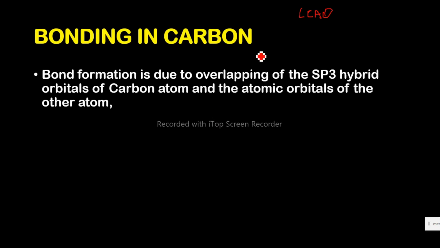But we shall not talk about the theories because that's not the focus here. We shall use the concept to explain bonding without talking about the theories. Now, bond formation is due to overlapping of the sp3 hybrid orbitals that have been formed from hybridization of the carbon atom and the atomic orbitals of the other atom. So it is basically orbital overlap, as we are going to see.